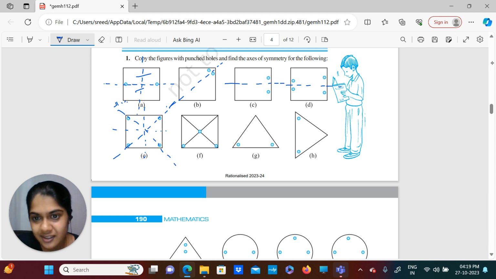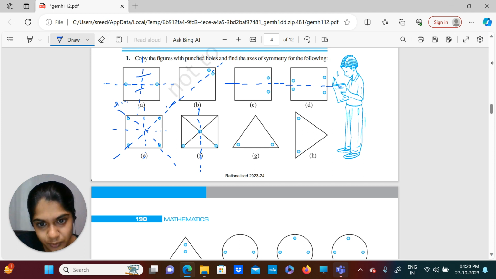Okay, correct. Here, how can I make a line of symmetry? It's not possible. Three holes are here. So how can I make it into two identical halves? Yes, I can draw like this, right? Vertically. This is a line of symmetry, correct?